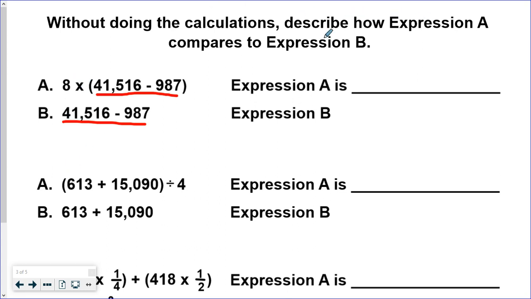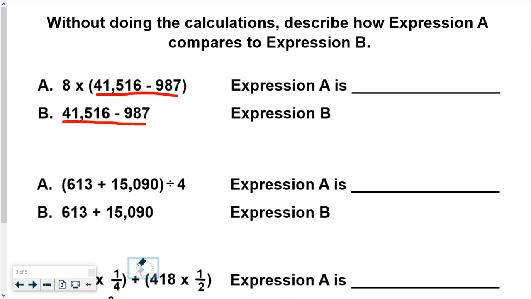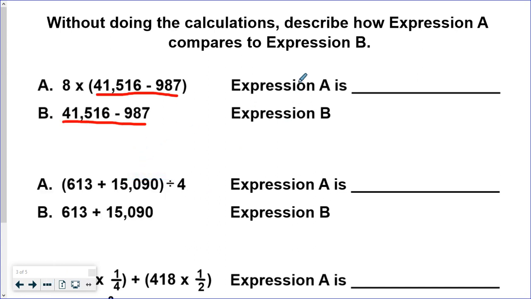So when it says describe, don't just say, oh, it's 8 bigger. When it says describe how expression A compares to expression B, this is what you're going to write on your paper. You're going to write expression A is either how much bigger or how much smaller than expression B. And we notice that expression A, if I'm multiplying that by 8, that means that A is going to be 8 times bigger. What I'm going to say is expression A is 8 times bigger.